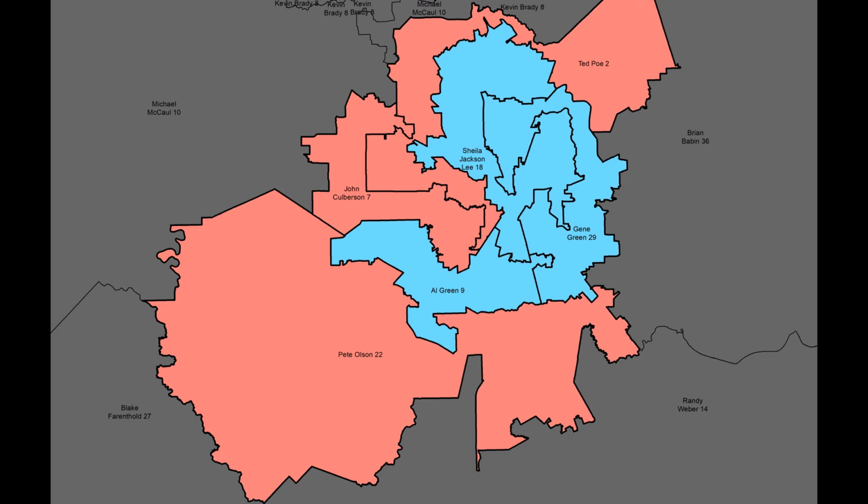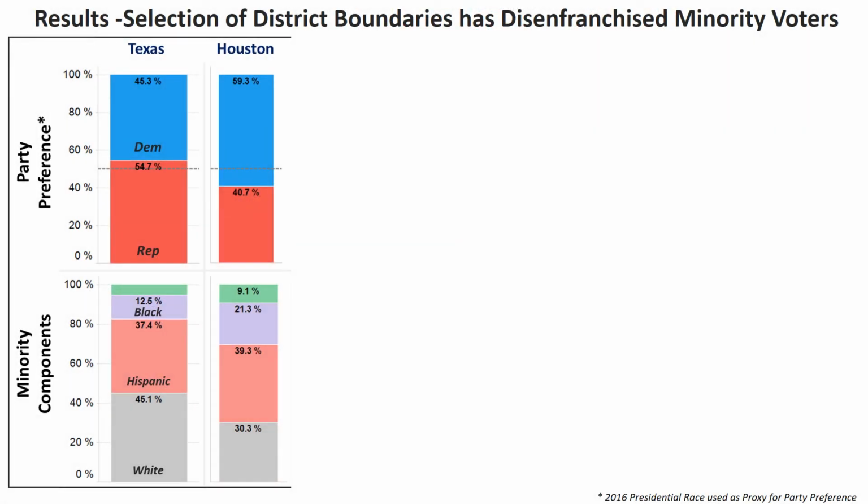Let's look at packing and cracking in a different way. In this slide, I've used bar charts to show the party preference and minority distribution for both Texas and the greater Houston area. Please note that party preference is based on the best available data that requires no normalization. In this case, the results of the 2016 presidential race is used as a proxy for party preference. So the greater Houston area is more Democrat and less white than the state as a whole.